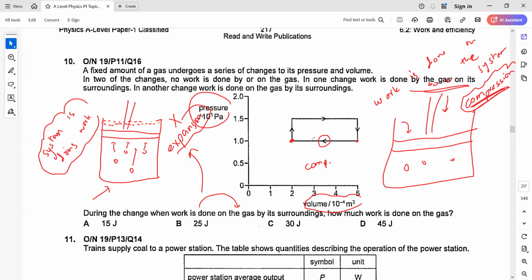So this is compression, right? And this is going to be expansion. Reason is volume, you can see very clearly. This is increasing from 2 to 5. So we have to find out work done for this process only. Okay. So do you guys understand the question?